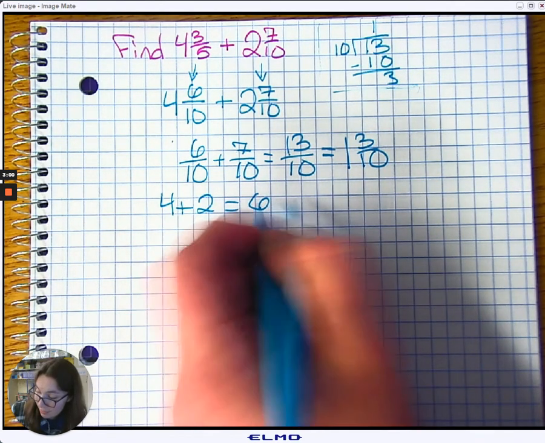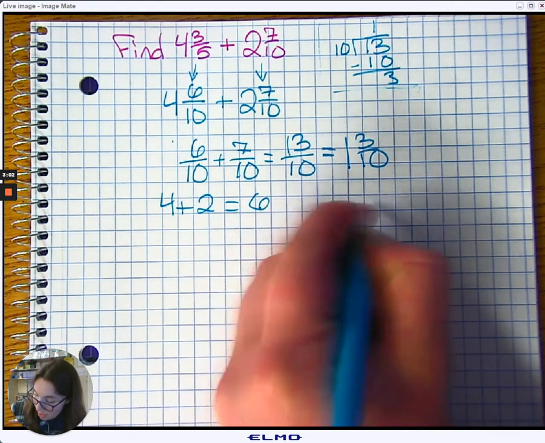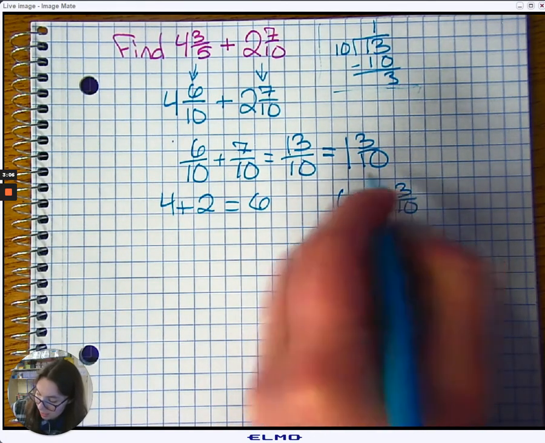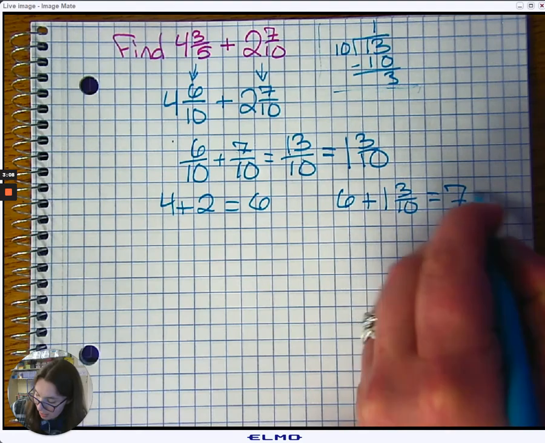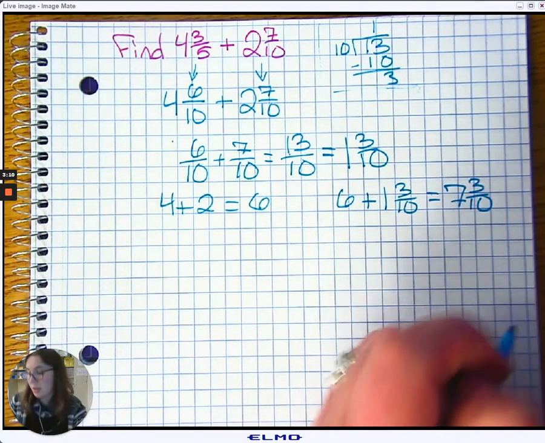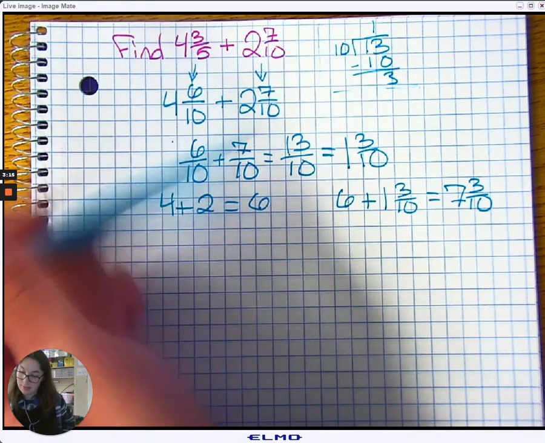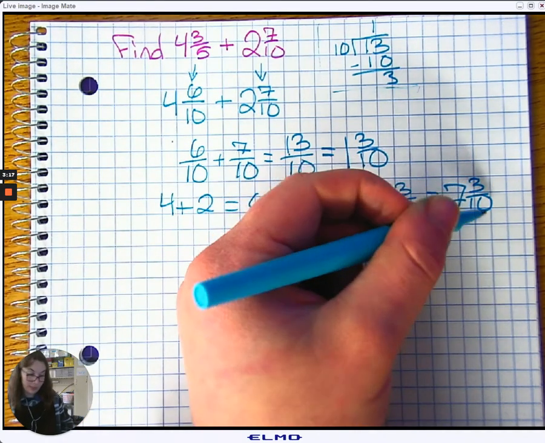Now again I can add my whole number. 6 plus 1 and 3/10 equals 7 and 3/10. So 4 and 3/5 plus 2 and 7/10 equals 7 and 3/10.